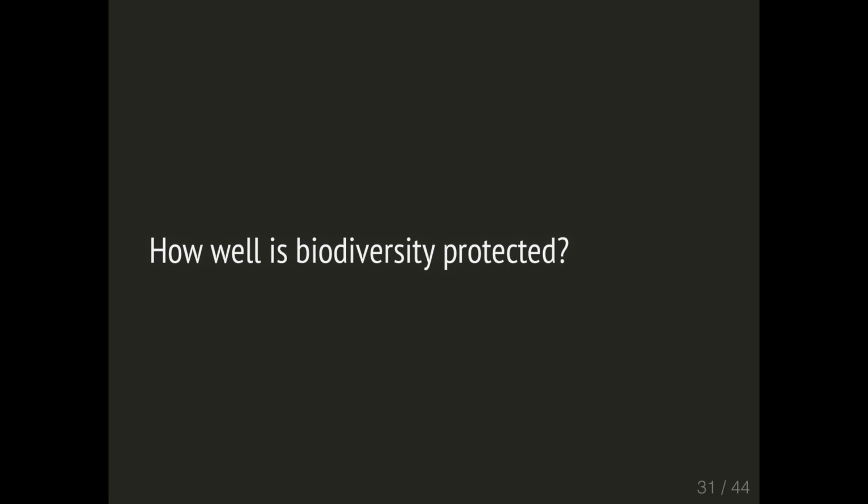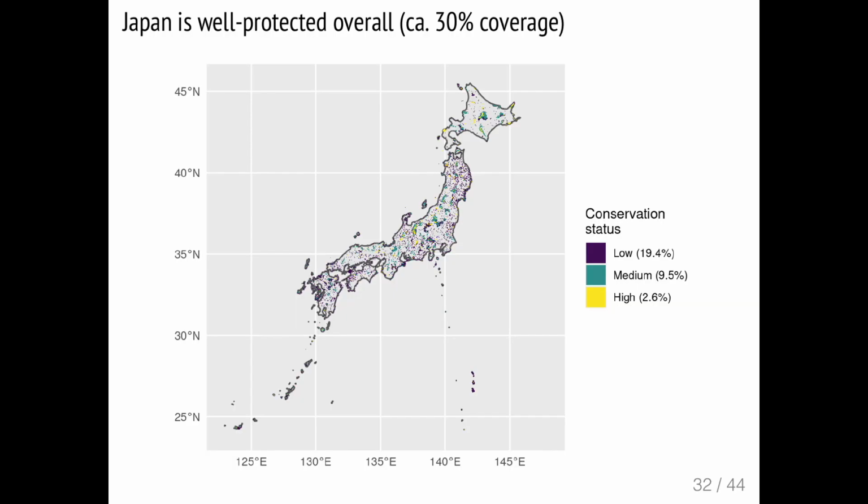Finally, we'd like to know how well protected are the biodiversity hotspots that we've identified here. One thing that is important to understand first is that Japan is very well protected overall. Here we've classified protected areas into 3 categories based on the level of protection. Approximately 30% of the land area in Japan falls into one of these categories.